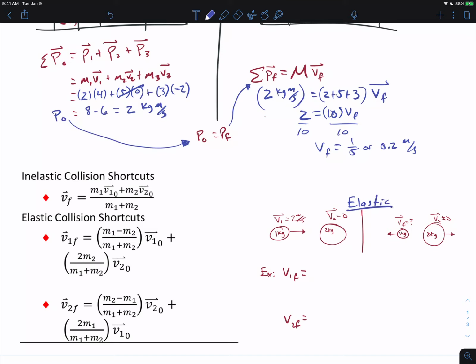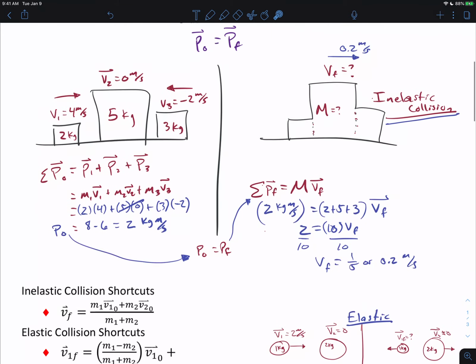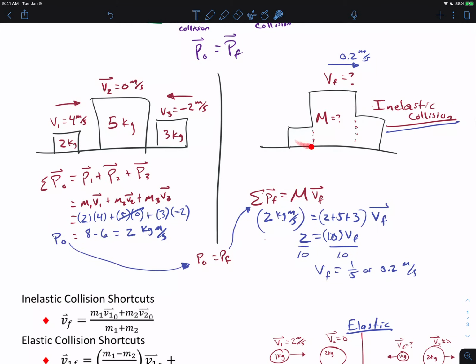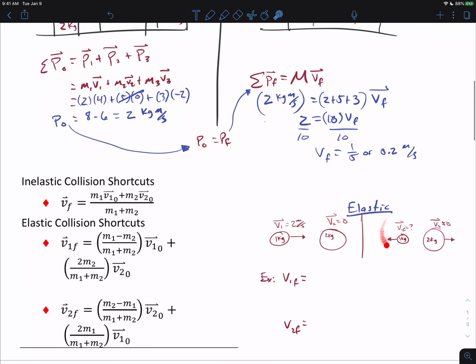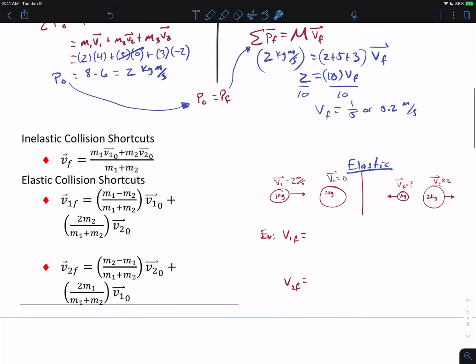But the same rules apply, that my total momentum before and after has to stay constant. This one is a little more complicated though, because unlike in inelastic when everything's stuck together, here everything's going to go separate. So I have two velocities. It makes it really difficult. But I have some shortcuts. So I have included shortcuts for you here, one for velocity 1 and the other one for velocity 2.